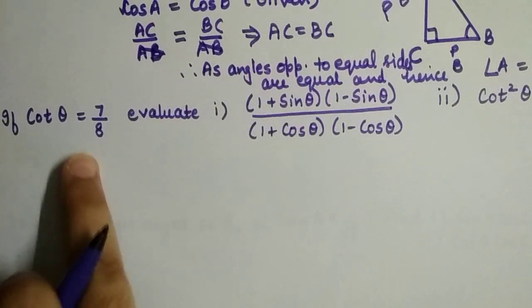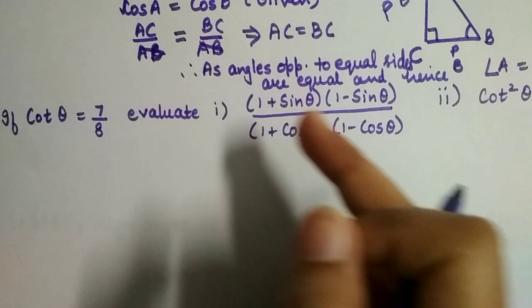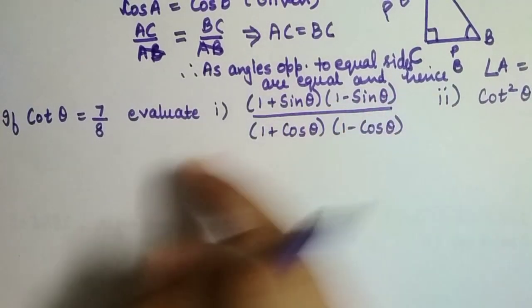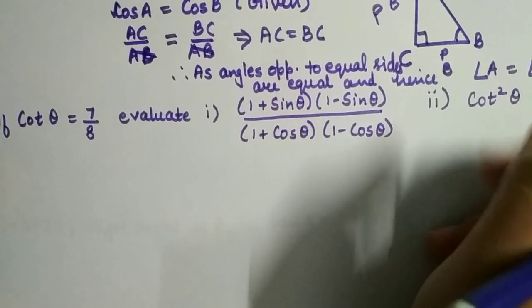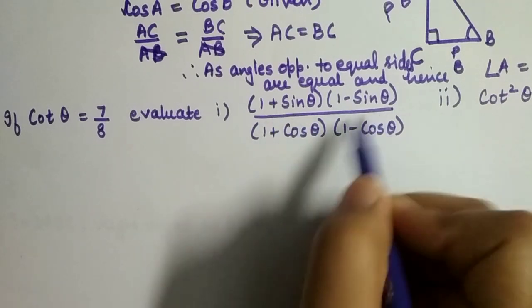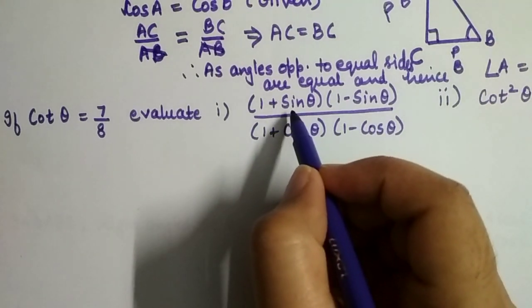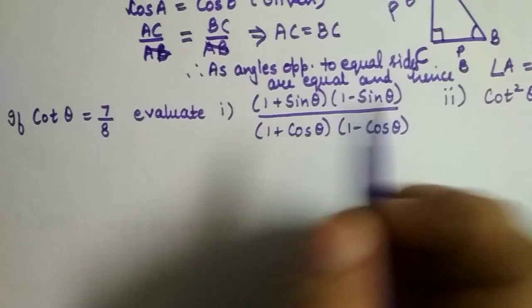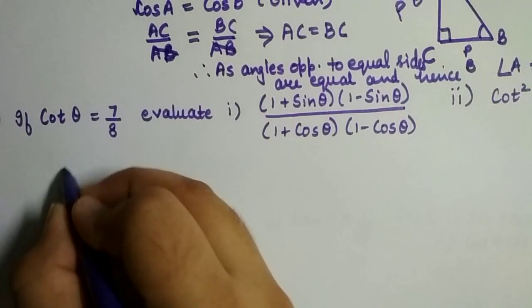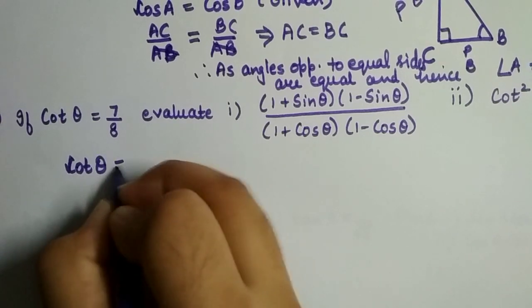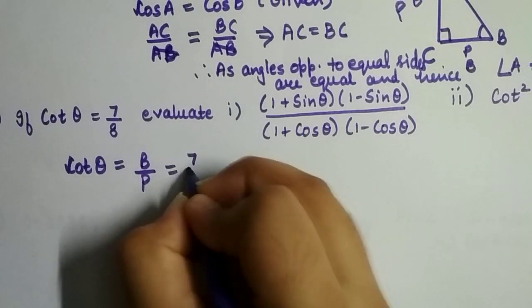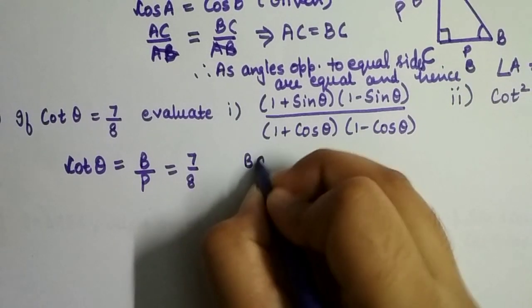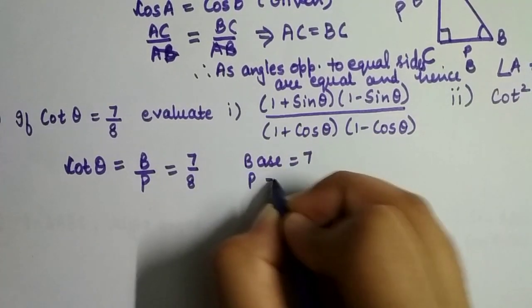In the 7th question, it is given that cot theta is equal to 7/8. We have to evaluate (1 plus sin theta)(1 minus sin theta) upon (1 plus cos theta)(1 minus cos theta) in the first part, and cot square theta in the second part. In order to evaluate these terms, first of all we need to find out the value of sin theta and cos theta. We know cot theta is the reciprocal of tan theta, that is base upon perpendicular. It is given to be 7/8.